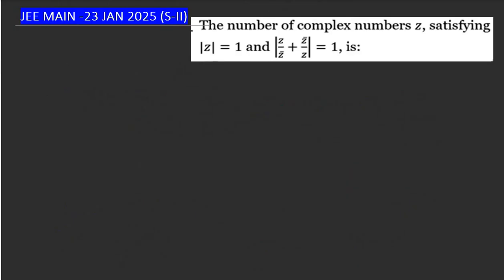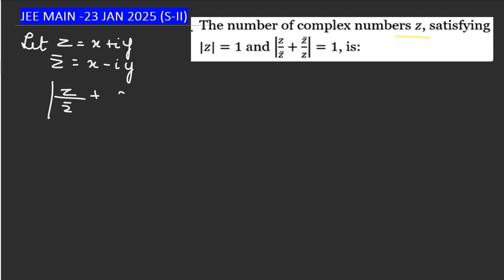The next question: the number of complex numbers z satisfying modulus of z is equal to 1 and modulus of z by z bar plus z bar by z is equal to 1. So now for the given expression, let us take z is equal to x plus iota y, and z bar we know is equal to x minus iota y.